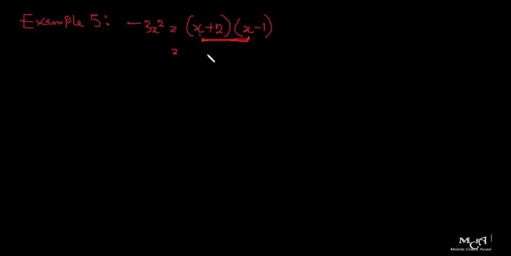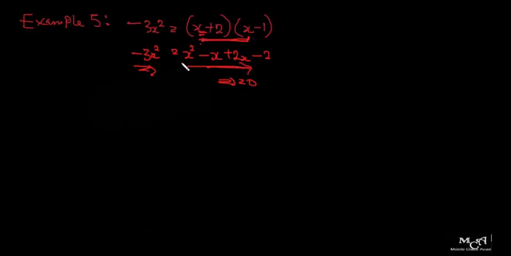So if we do that, we are going to have x times x, which is x squared. x times minus 1 is going to be minus x. Plus 2 times x is going to be plus 2x. Plus 2 times minus 1 is going to give minus 2. Remember, we still have a minus 3x squared here, right? Now, we are going to transfer everything on this side to this side so that we can equate this side to what? To equal 0. Are you with me?